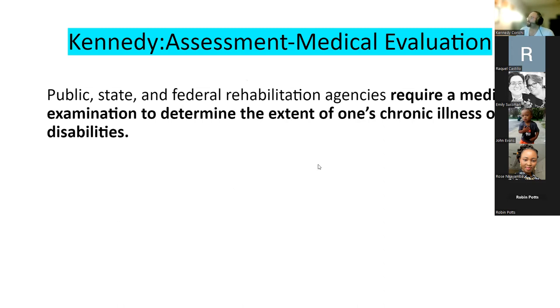So when it comes to the assessment, there are different types of assessments. There's the medical evaluation. This is one that requires a medical examination to determine the extent of chronic illnesses or disability. This goes back to Social Security disability, insurance, and disability claims.